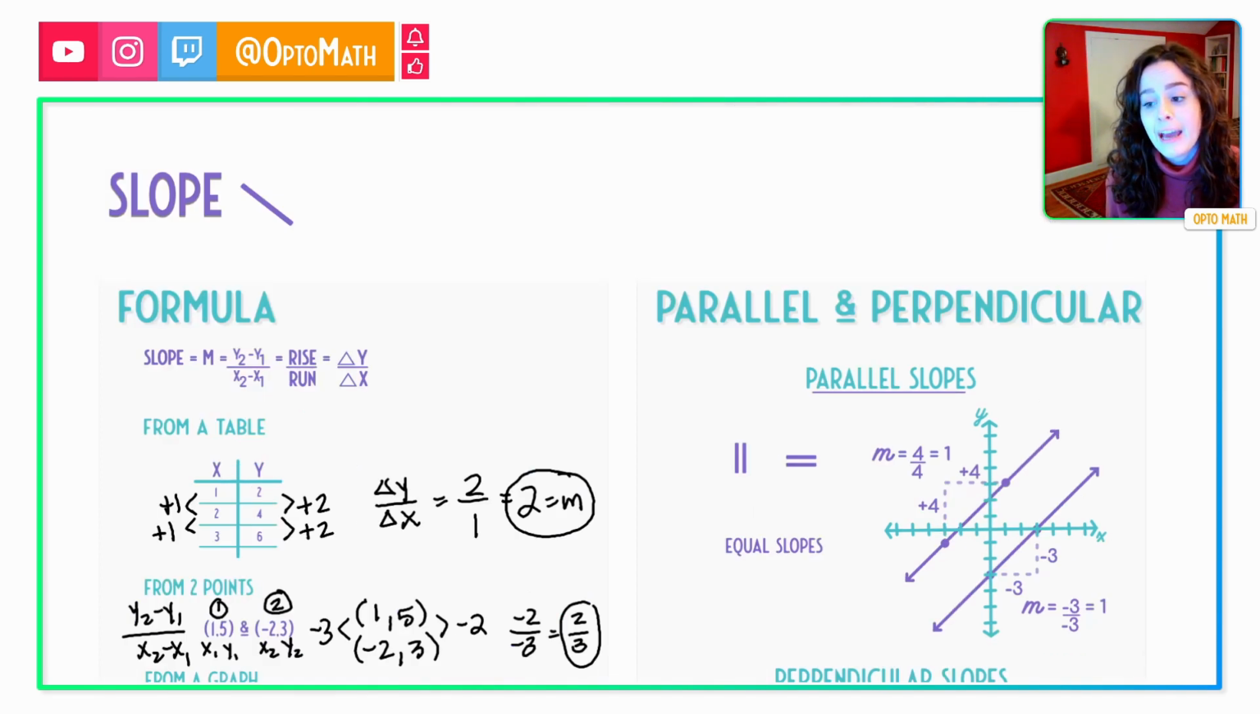Next, let's look at parallel and perpendicular slopes. So first of all, parallel slopes. Remember that lines that are parallel to each other are lines that never intersect. So they have the same tilt. And tilt is just a really general term for slope. So parallel lines have equal slopes. Let's see what our picture is here. And these are just two different representations of parallel lines. And again, we have equal slopes here.